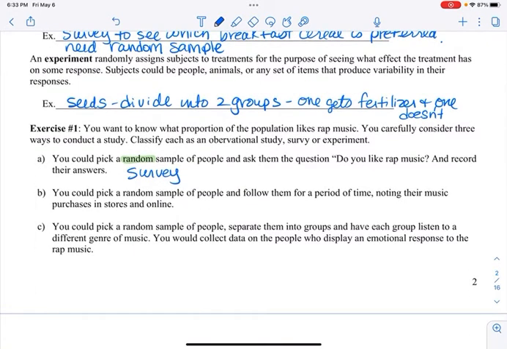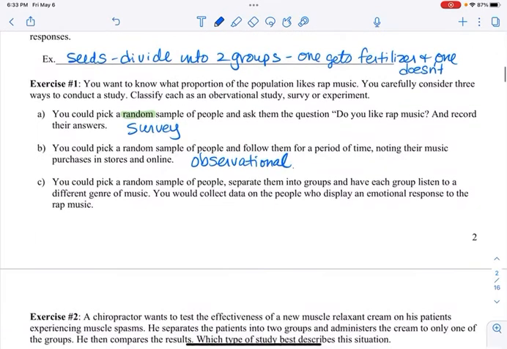Part B, you could pick a random sample of people and follow them for a period of time, noting their music purchases in stores and online. That would be a little bit time consuming, but that would be observational. Not that you would actually do that. I'm just trying to show you an example of, with the same example, what could you do? So just following them around and seeing what kind of music they like, that would be observational.